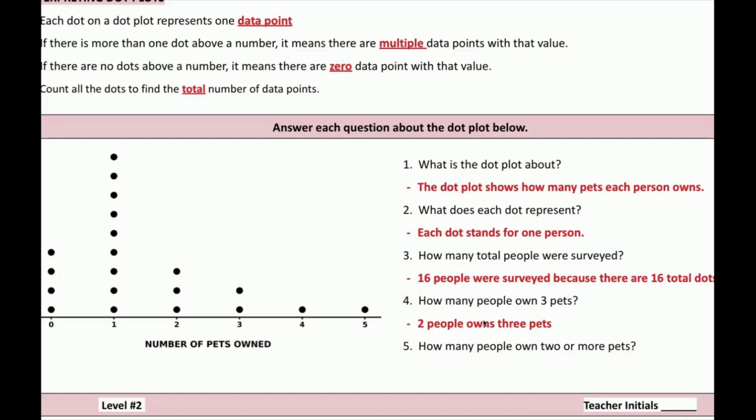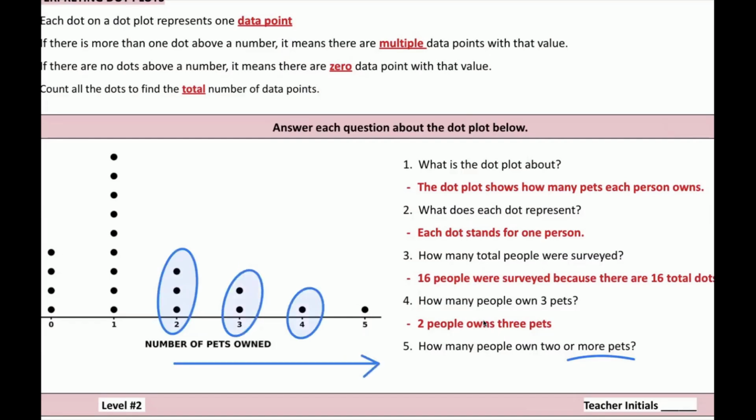And then our last question on this page, how many people own 2 or more pets? Okay, so because it says or more, we're going to count how many people own 2 pets. There's 3. But then we're also going to include all the numbers higher than 3. So this is more than 2, this is more than 2, and this is more than 2.